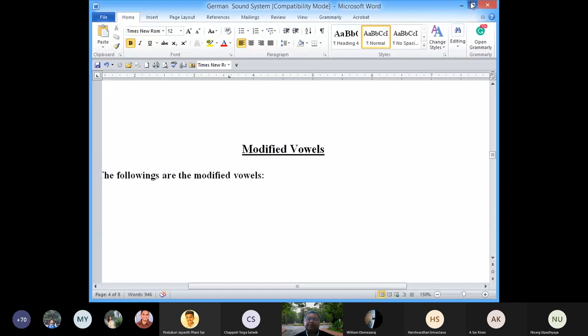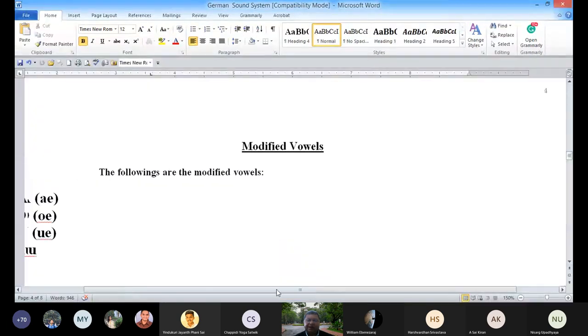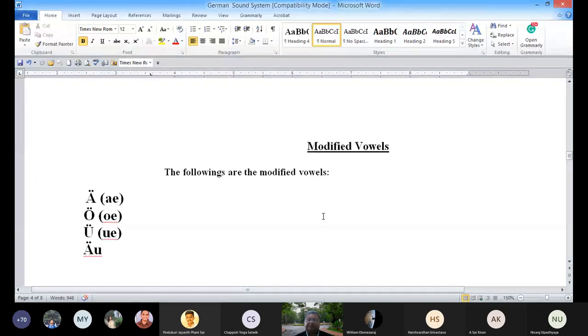And now I'm going to explain the last part related to vowels, and that is a slightly difficult part in German. And this is called modified vowels. As I have explained, this 2 dots business is called umlauts. And then you have to see how this is pronounced. Please remember these 2 dots. This is not in English. This is used only in German.